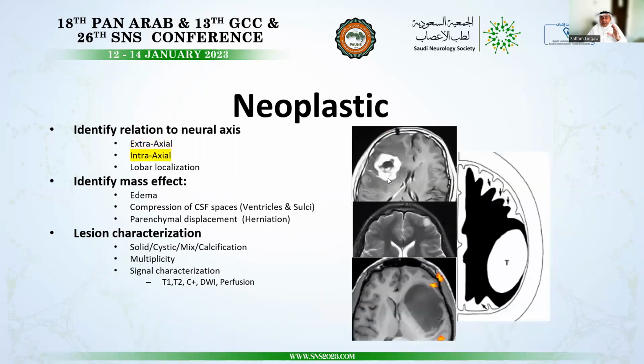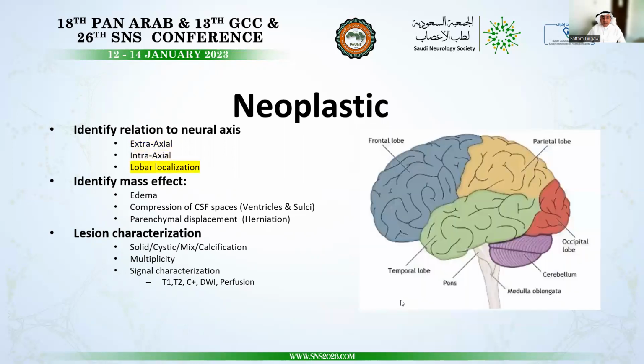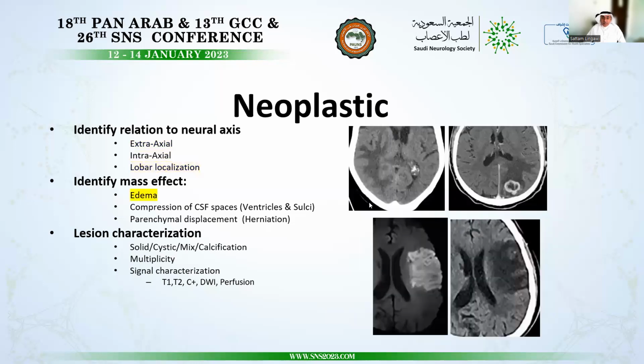In comparison, with the intraaxial lesion, the lesion is completely surrounded with brain parenchyma. The brain parenchyma goes around it like a claw or a cap. Even in this small lesion, you can see that the cortex is surrounding the lesion. The lesion is completely within the brain parenchyma. After that, you may localize the lesion to a particular lobar distribution. Then identify the edema that is resulting from the lesion.